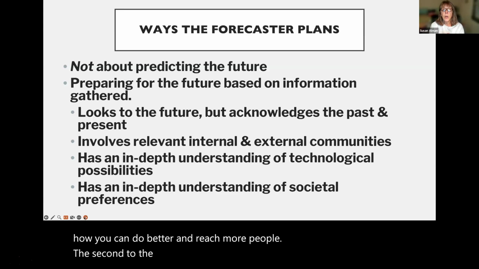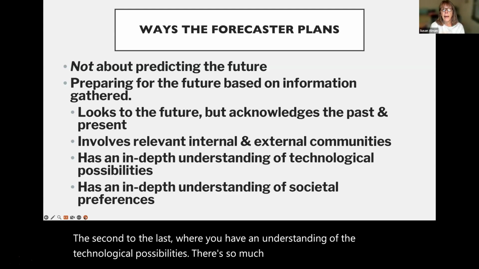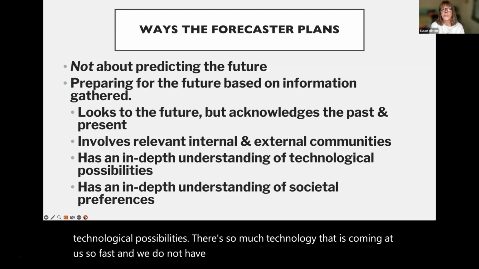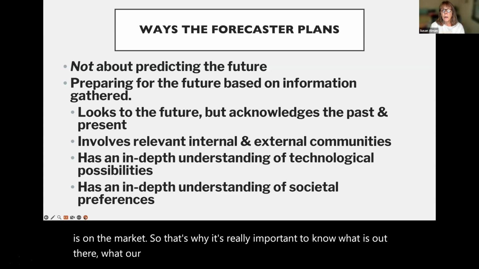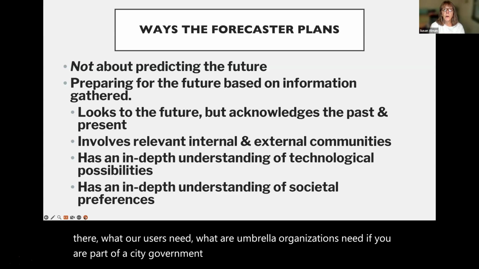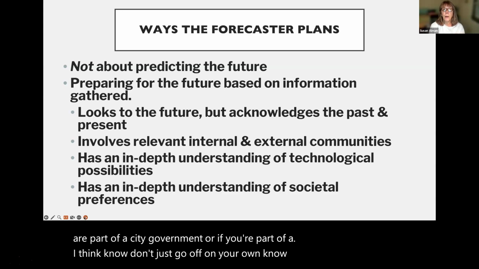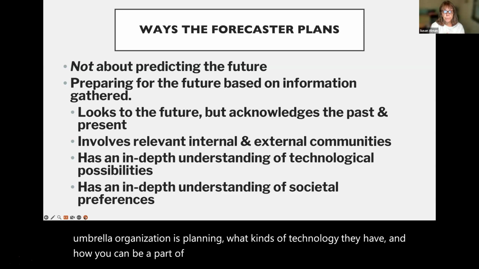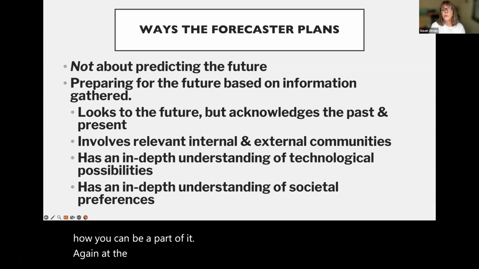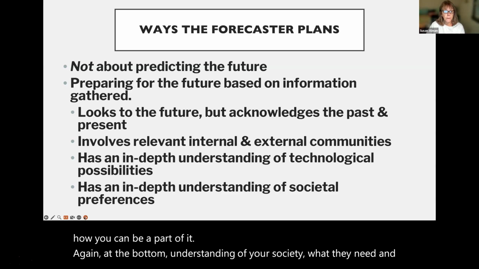The second to the last, where you have an understanding of the technological possibilities. There's so much technology that is coming at us so fast, and we do not have the resources to get every new gadget that is on the market. So that's why it's really important to know what is out there, what our users need, what our umbrella organizations need. If you are part of a city government or part of a university, don't just go off on your own. Know exactly what that umbrella organization is planning, what kinds of technology they have, and how you can be a part of it. Again, at the bottom, an understanding of your society, what they need, and what their preferences may be.